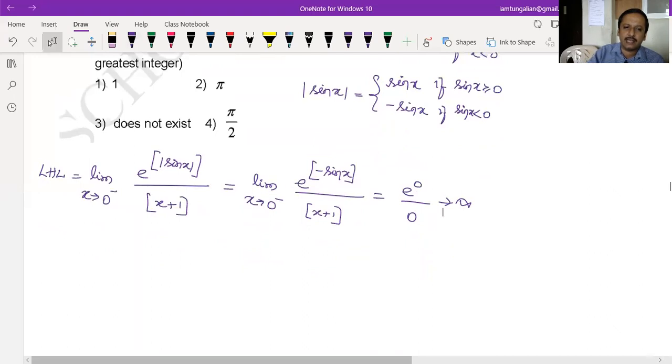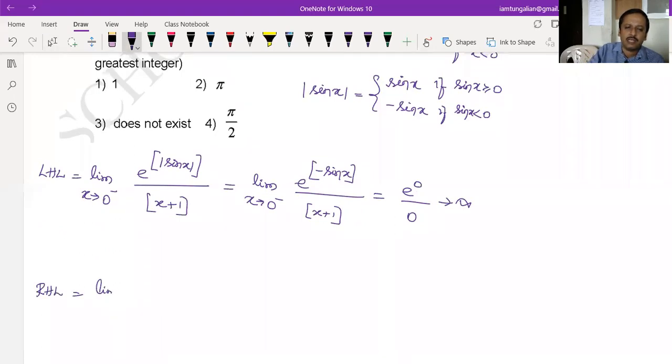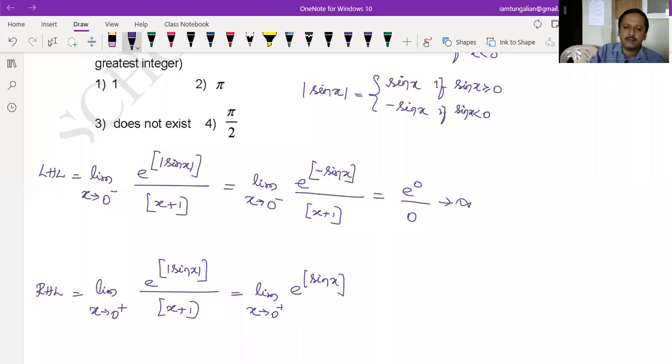Then if you look at the right hand limit, what happens? Limit x tends to 0 plus of e power step of mod sin x divided by step of x plus 1. x is approaching 0 from right side. That means x is in the first quadrant. In the first quadrant, sin is positive. Therefore, mod sin x is equal to sin x, divided by step of x plus 1.